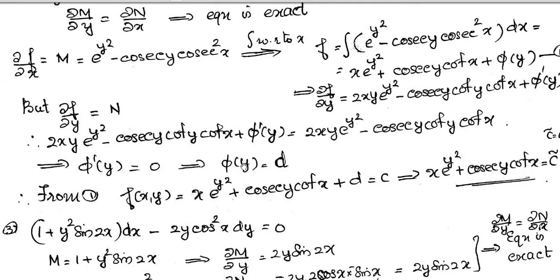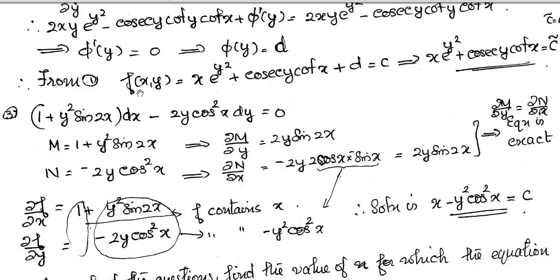Integrate with respect to y, and we get an arbitrary constant. Thus from equation number 1, f of x comma y is written as x e raised to y square plus cosec y cot x plus d equal to c. That is, f of x y equal to c. Now we follow the pattern of our text. We write it as x e raised to y square plus cosec y cot x equal to c tilde, where c tilde is c minus d.